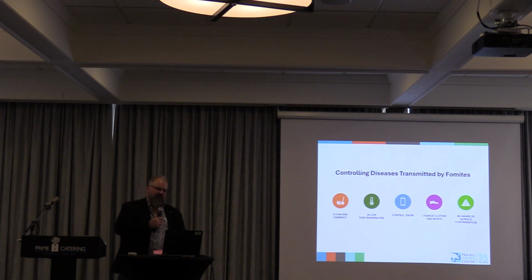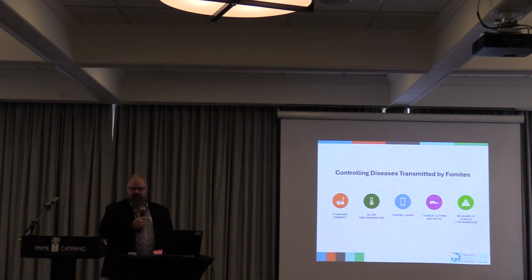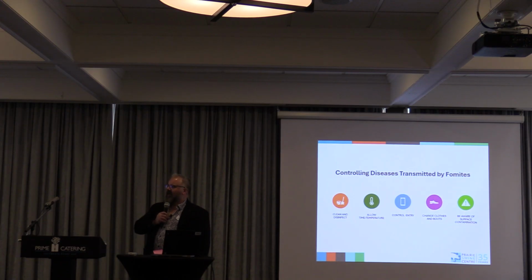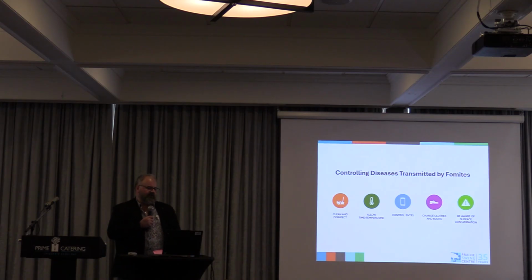Controlling transmission by fomites, so cleaning and disinfecting. I mean, we are experts at that, I would say. We're really good at pressure washing and making sure things get clean. Allowing time and temperature to do its thing. Fresh air and sunshine kills a lot of stuff, so having that time and temperature allowance is good. Controlling the entry to the farm, so making sure that people aren't walking in with street shoes or street clothes. Changing boots, being aware of surfaces and potential contamination would all be ways that we can help control disease transmission by fomites.